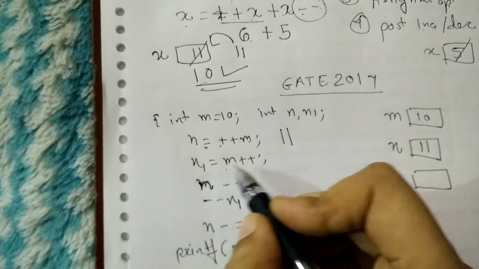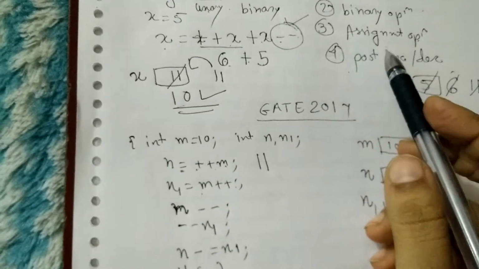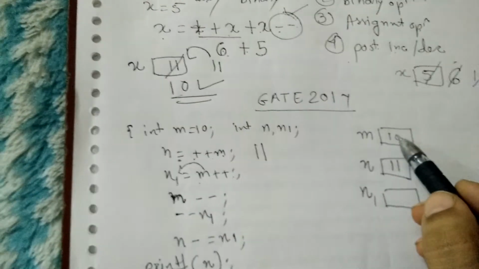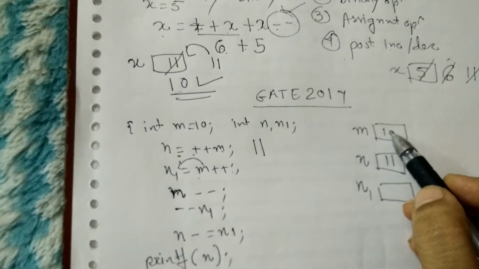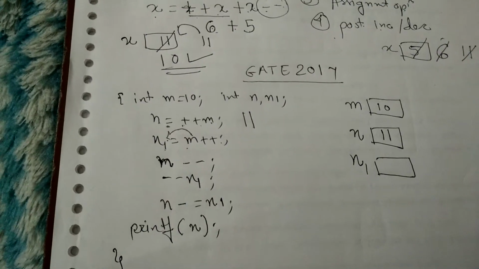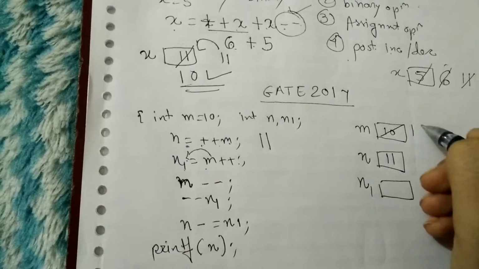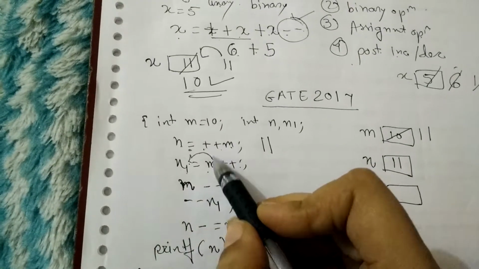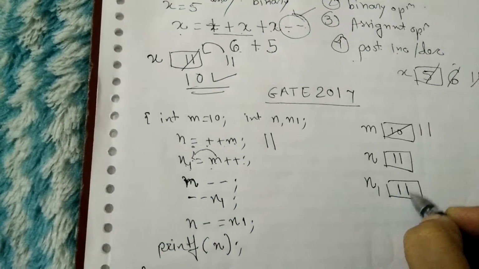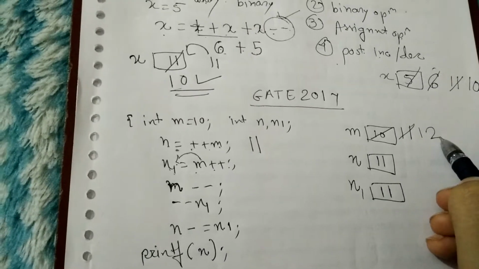Then here what we have done is a post-increment. As we know that post-increment is done after the assignment operation, first the value of m will be assigned to n1. The latest value of m is 10, and that will be assigned to n1. So as we incremented the value of m, it becomes 11. Now next, the value of m is assigned to n1. So the value of m assigned to n1 is 11. After that we have the post-increment, so the value of m will be incremented to 12.